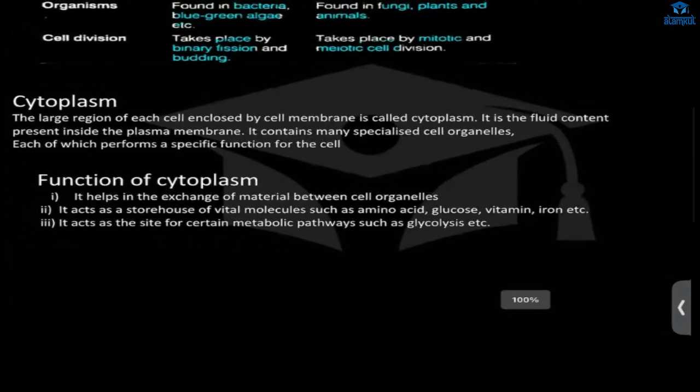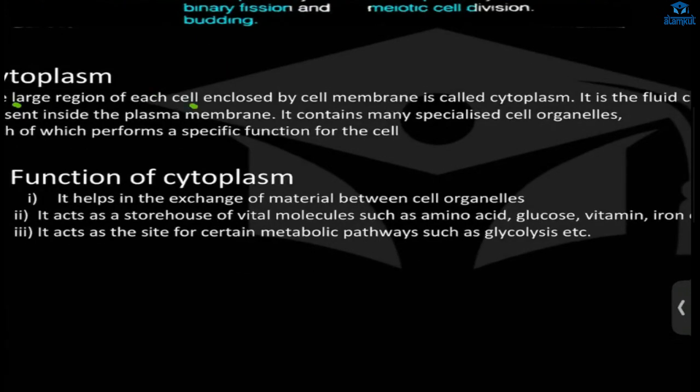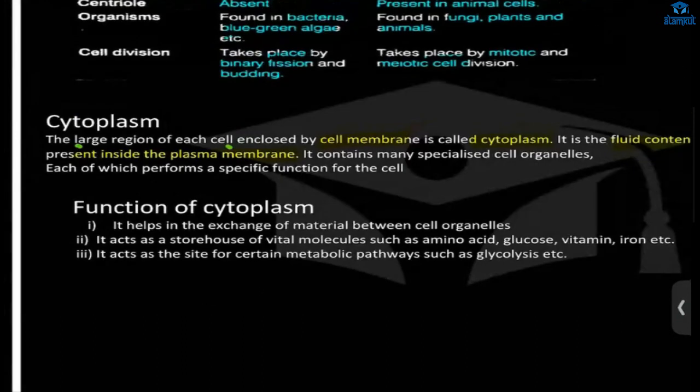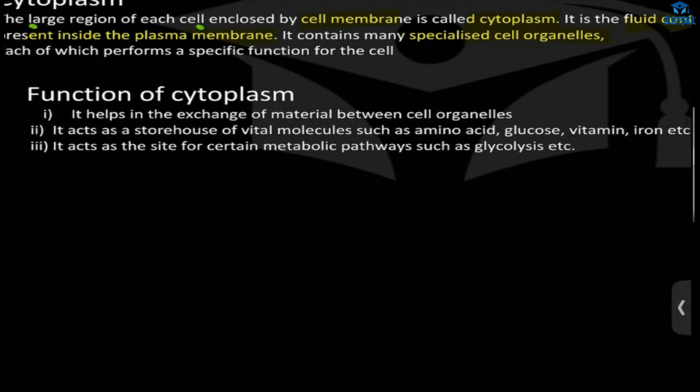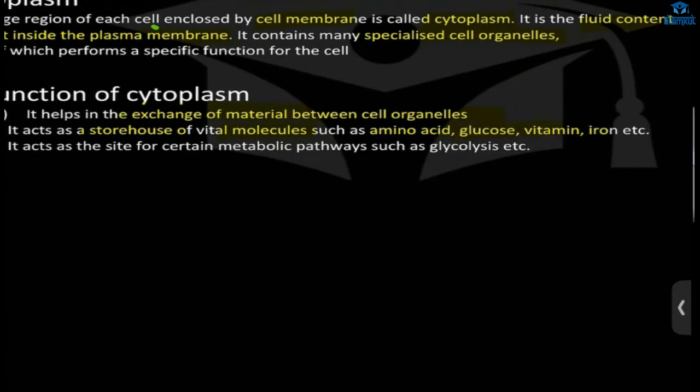Next, cytoplasm. The large region of each cell enclosed by the cell membrane is called cytoplasm. It is the fluid content present inside the plasma membrane. It contains many specialized cell organelles which perform specific functions. What is the work of cytoplasm? It helps in the exchange of material between cell organelles, and it acts as a storehouse of vital molecules such as amino acids, glucose, vitamins, iron, etc.